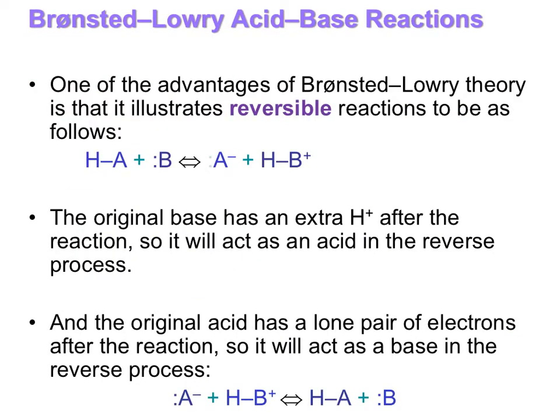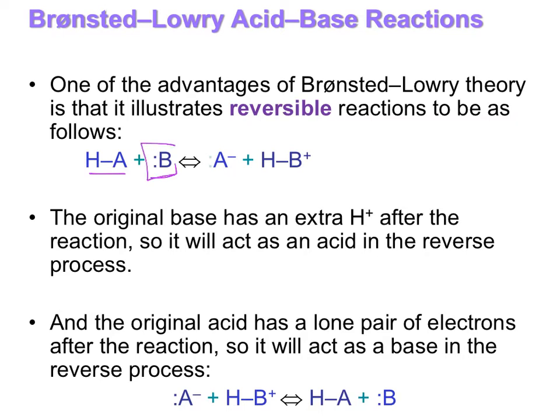So the Bronsted-Lowry theory is useful because it can show us how acid-base reactions can be reversible, and how on one side, let's say the reactants, we have an acid and a base, and on the other side we also have an acid and a base. So just to show you, here we have an acid and we have our base. They react and they form our products.